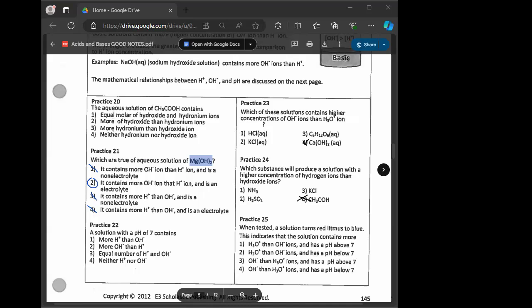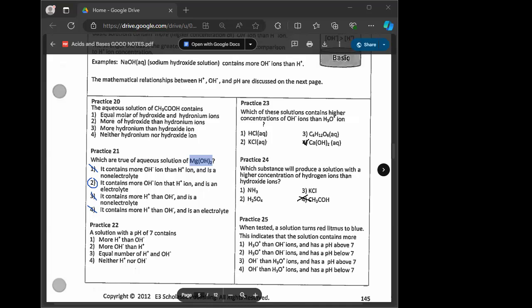So first we need to figure out if this is an acid or a base. So what do you think it's describing? Is it which substance, like acids or bases, would have more hydrogen than hydroxide? Okay, then it would be 1. No.